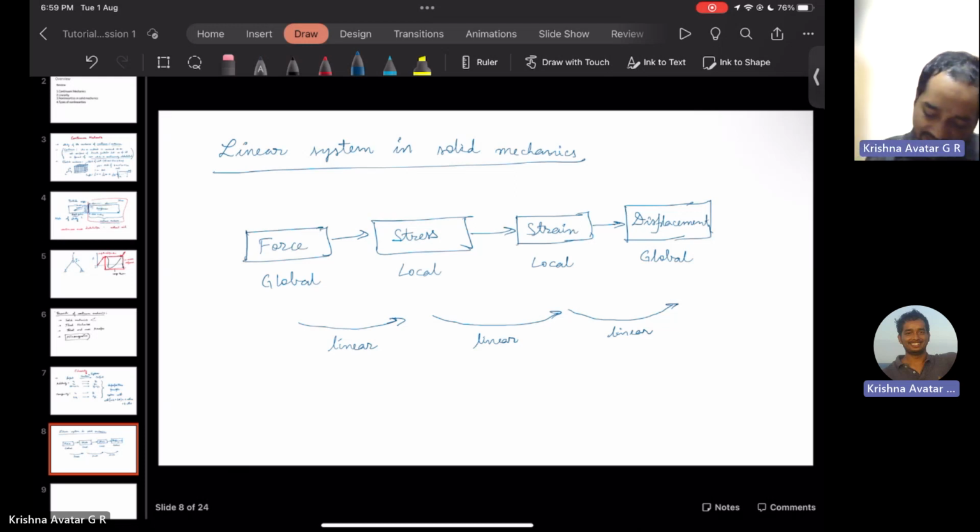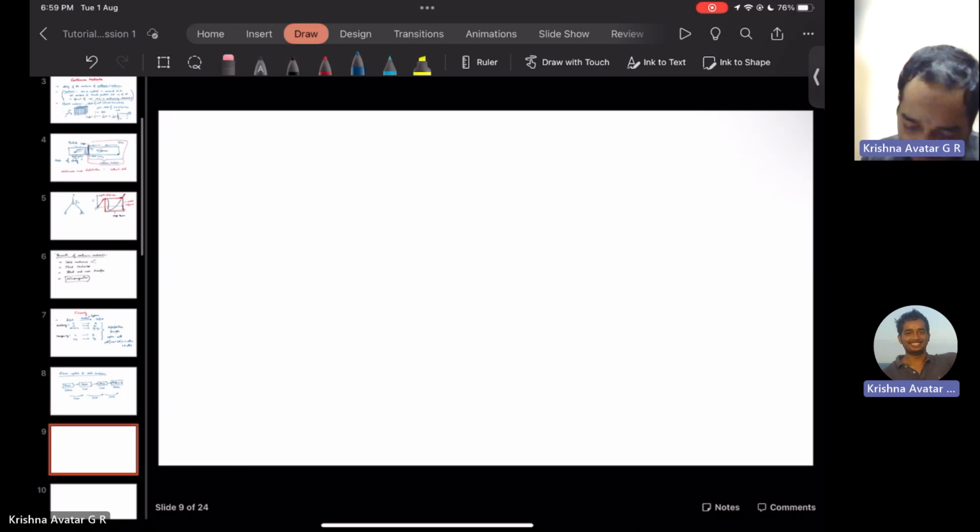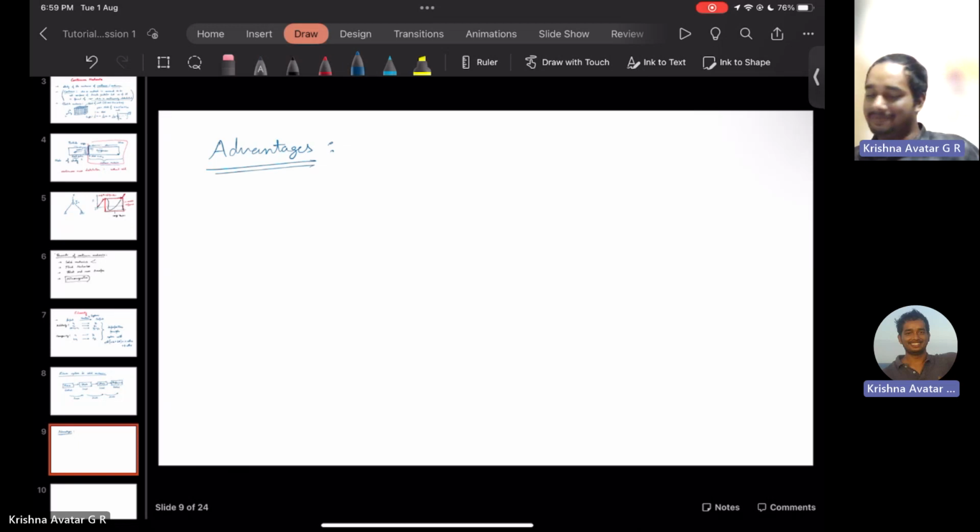Now you ask, what are the advantages of a linear system? Why are we talking about linear systems so much, and why do we prefer a linear system? A linear system has multiple benefits actually. The first benefit is it's easy to solve. And what does an engineer want eventually? He wants a problem which is easy to solve, isn't it? So if the system is linear, then it's easy to solve.